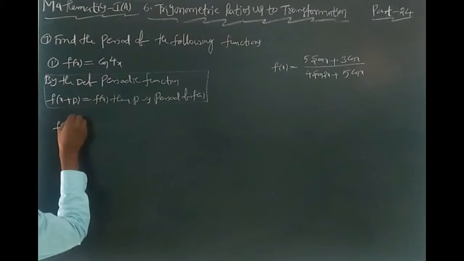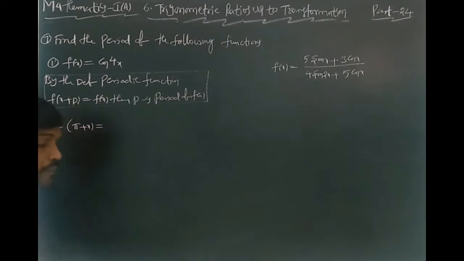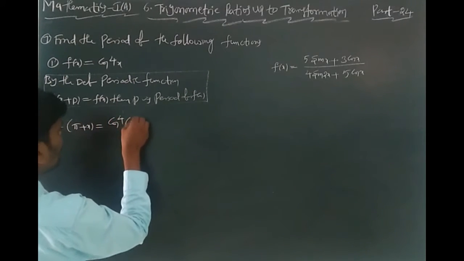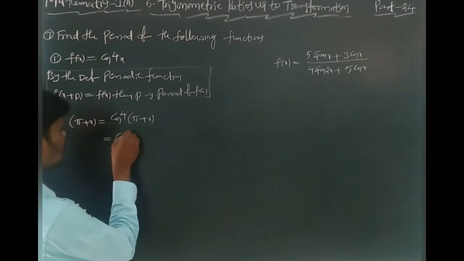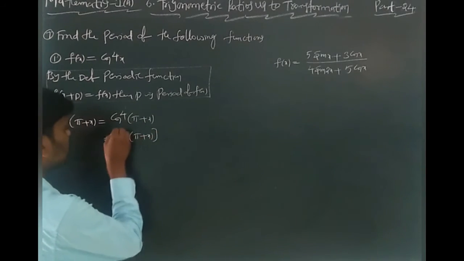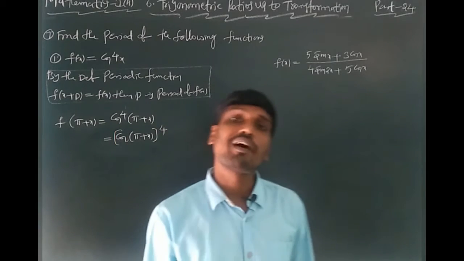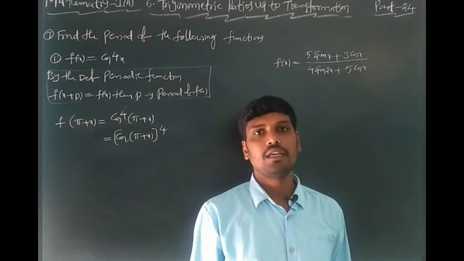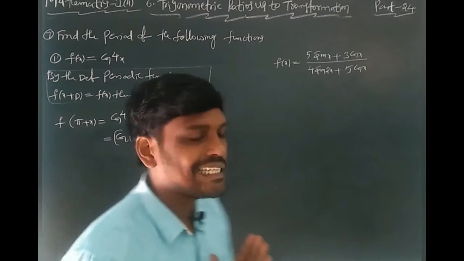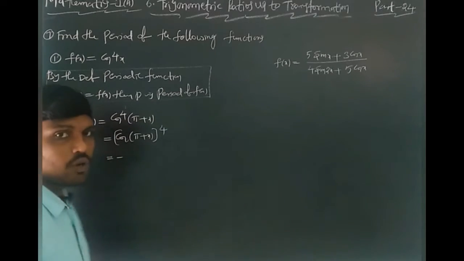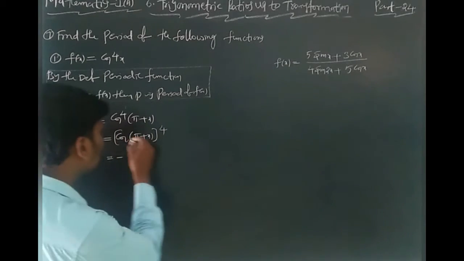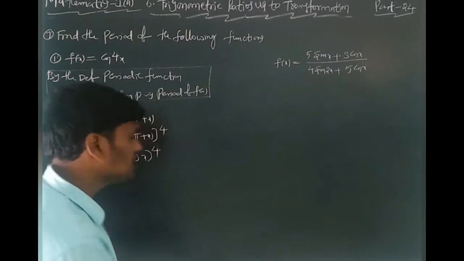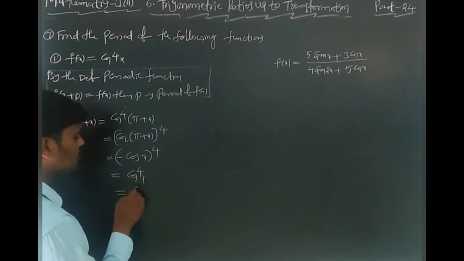Here first you have to take f of pi plus x, in place of x you write pi plus x. You get cos power 4 of pi plus x. Remember, cos of pi plus x whole power 4. Here pi plus x is nothing but 180 plus theta. 180 plus theta lies in the third quadrant. In this third quadrant, cos is negative. 180 is an even multiple, so cos remains cos. It can be written as minus cos x whole power 4, which is nothing but cos power 4 x. This is the value of f of x.